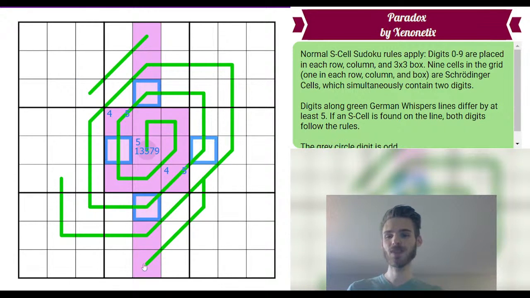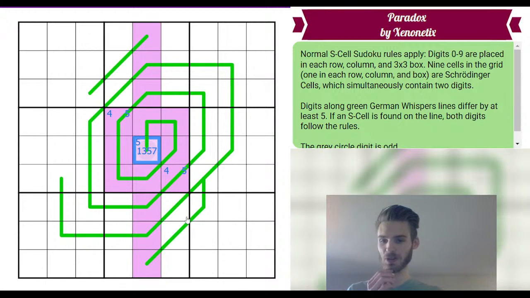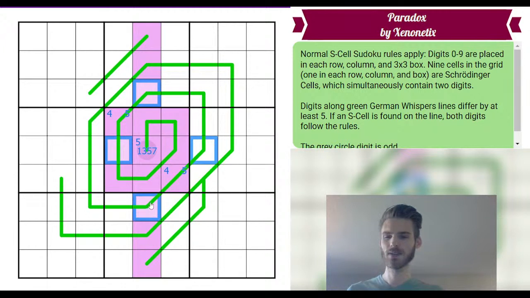So one of these pairs, this one or this one, has to be double 9. And 4 is a little bit even more restricted than 5 because 4 can't go in this cell. Well, that means this is never a 9. Little deduction there.